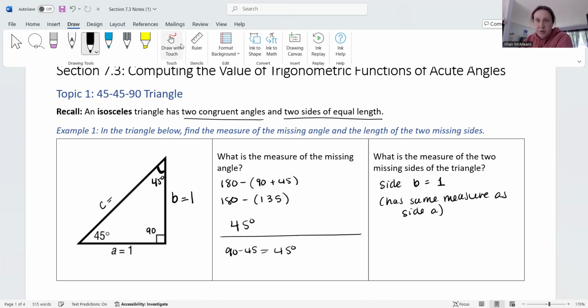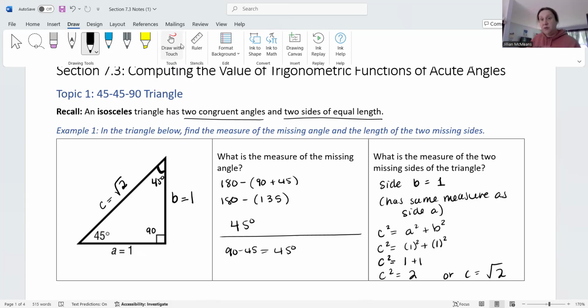Now, for this leftover side, let's call it C, like we do the hypotenuse. What could we do to calculate the length of side C? Well, we can use the Pythagorean theorem. We know we have a right triangle here, so you can use the Pythagorean theorem to find a missing length of any side of a right triangle. The Pythagorean theorem says C squared equals A squared plus B squared. A is 1, so we get 1 squared plus B, which is also 1, so 1 squared. 1 squared is 1, and 1 squared again is 1. So we have that C squared equals 2, and if we take the square root of both sides, C is the square root of 2.